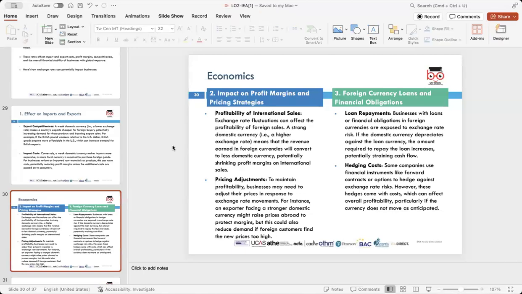Impact on profit margin and price strategies, foreign currency loans, and financial obligations. So, exchange rate fluctuations can directly affect businesses' profitability, especially for companies that sell products internationally or rely on foreign suppliers. If a company earns revenue in a foreign currency, a strong domestic currency appreciation means that the money received from international sales converts to a smaller amount in local currency.